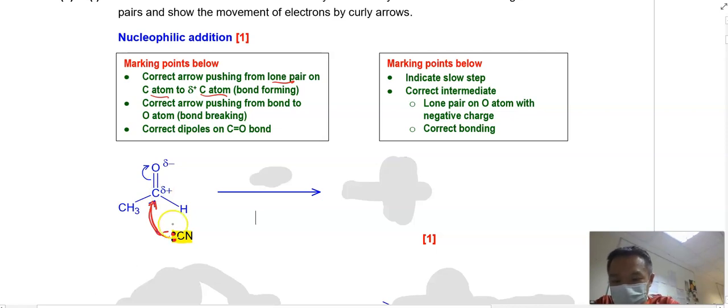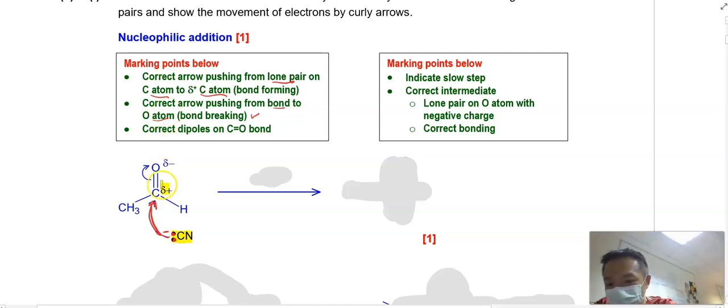Now because you are forming a carbon-carbon bond, this carbon will now have 5 bonds, and as a result, you need to break a bond in order for the carbonyl carbon to continue to have 4 bonds. Looking at all the bonds around it, the pi bond here is the weakest, and therefore it breaks. To show a bond breaking process, the arrow should start from the bond and point to the oxygen atom.